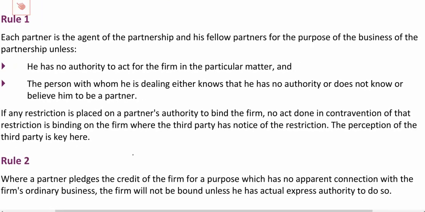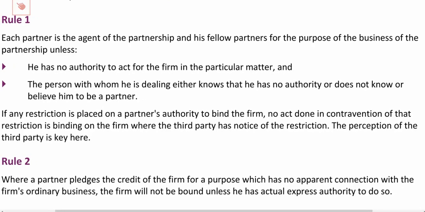So the first one here, each partner is an agent of the partnership, which means he can enter into contracts in the name of the partnership, and his fellow partners. So when he does enter into a contract in the partnership name, his fellow business partners will be bound by that contract. But it has to be for the purposes of the business of the partnership. So it has to be a contract which would seem to be within the normal day-to-day activities of the partnership.